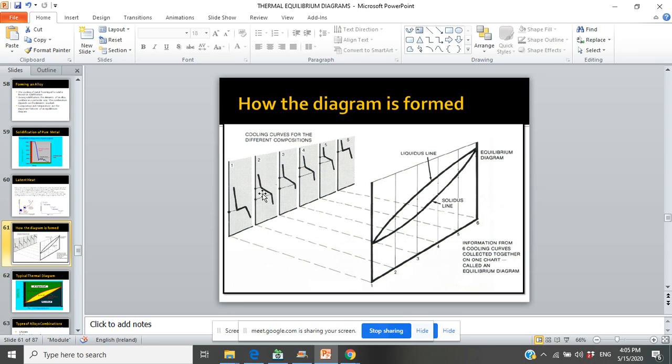They look at the temperatures where solidification starts and ends, and they put those on the graph. Each one is a cooling curve. You combine all your different percentage cooling curves to give you one thermal equilibrium diagram.